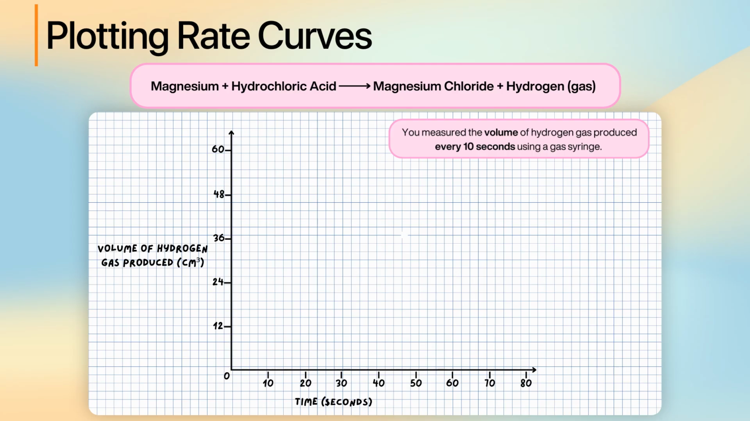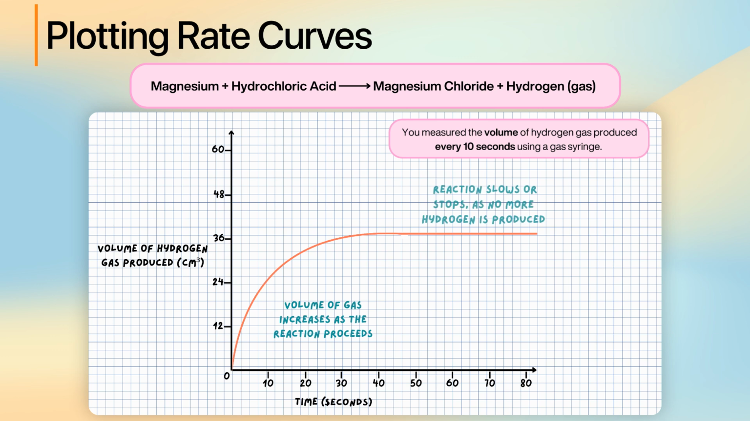As time progresses, you will see the volume of hydrogen gas increase as the reaction proceeds. Eventually, the curve will level off, indicating that the reaction is slowing down or has stopped, as no more hydrogen is being produced. This graph allows you to visually interpret how the reaction rate changes over time and when the reaction reaches completion.